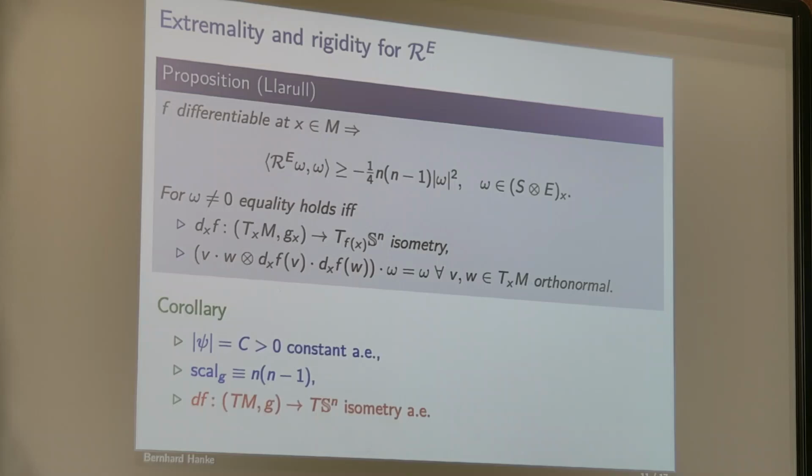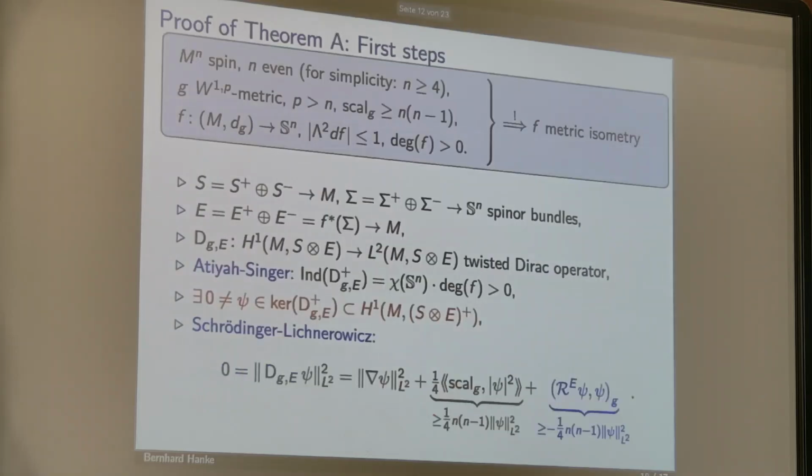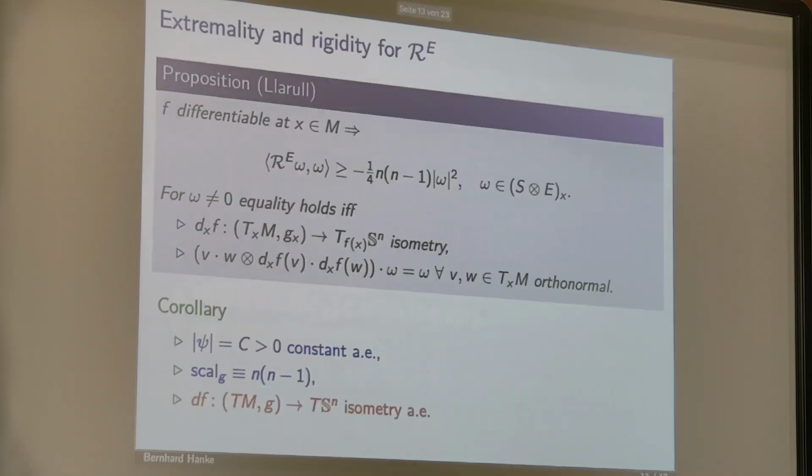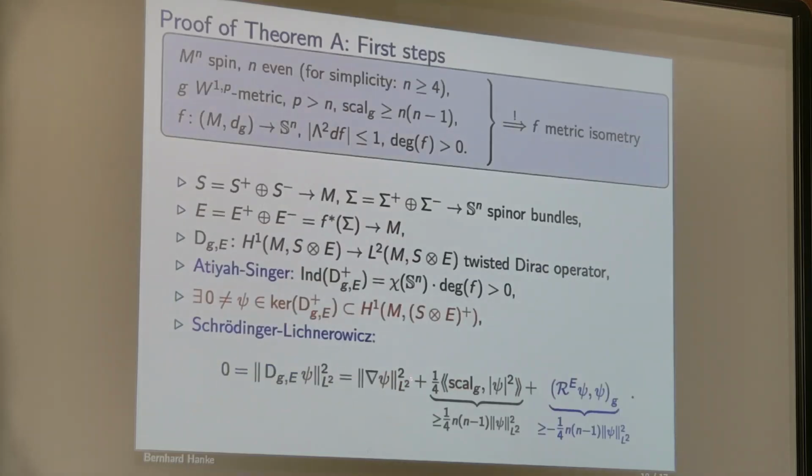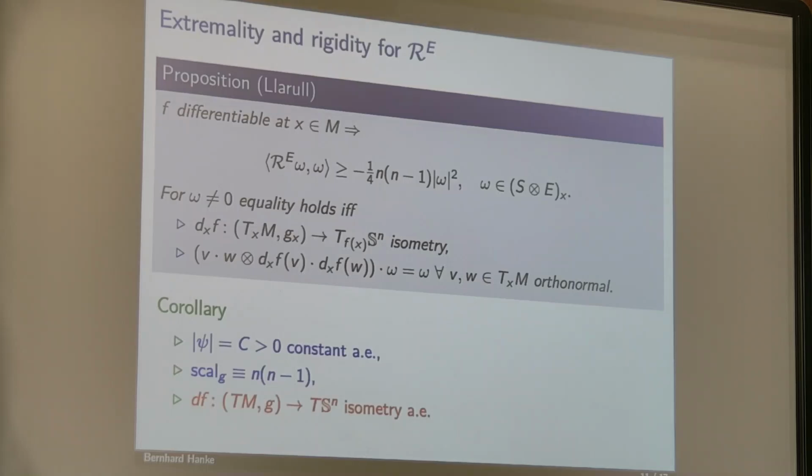And so what can we learn from this analysis here? In our Llarull situation, we have this comparison map, and on the previous slide, we saw that this adds up to something which is non-negative. So both of these terms have to be 0. So this term here is 0 under these conditions, and this means that the differential of f is an isometry almost everywhere. And the scalar curvature has to be constant as a distribution, and the norm of psi, our spinor, also has to be constant. This is this condition here. So it is a little bit surprising that we have so strong conditions.